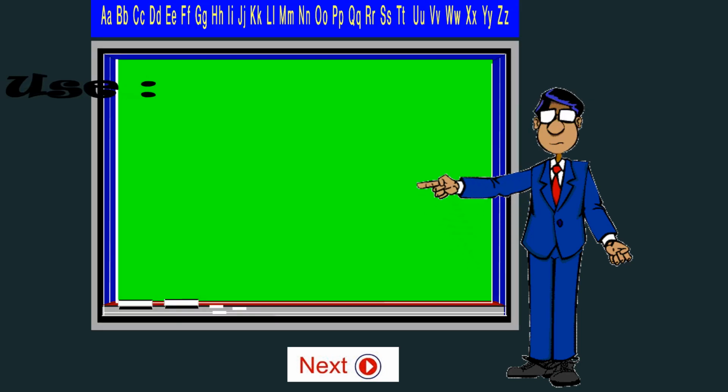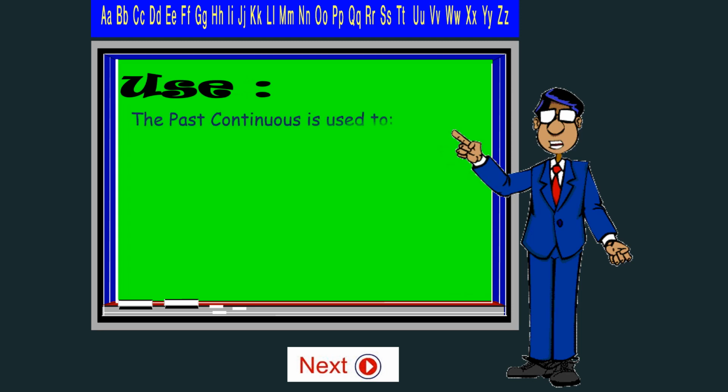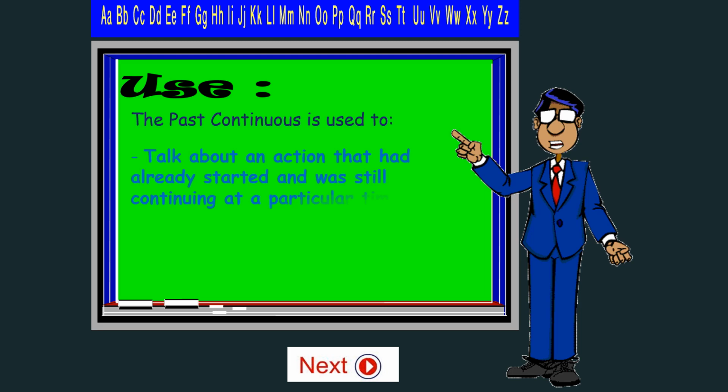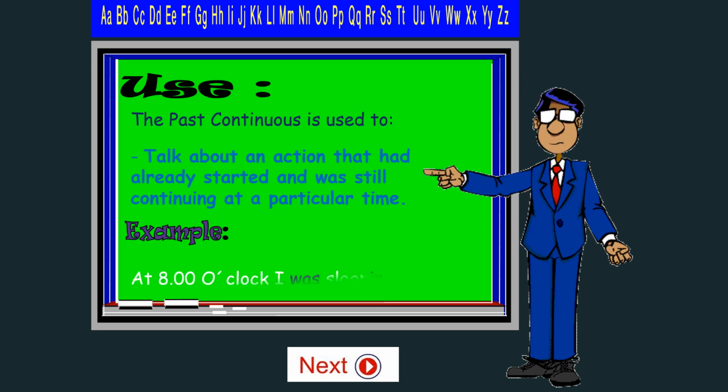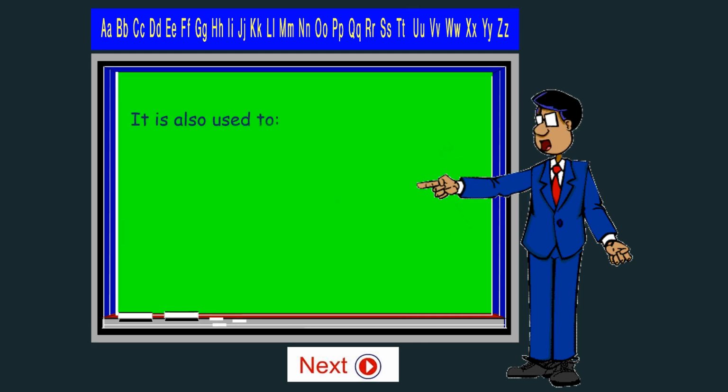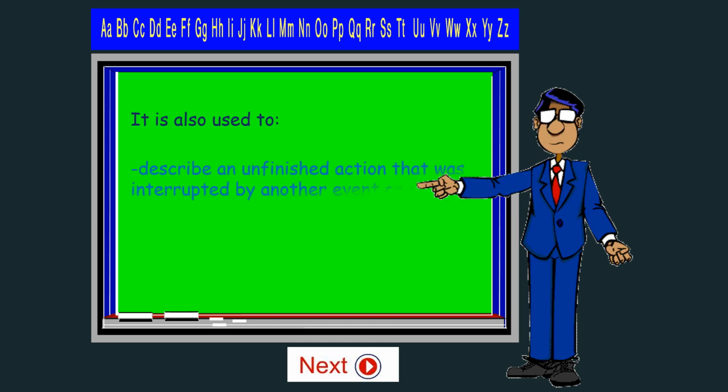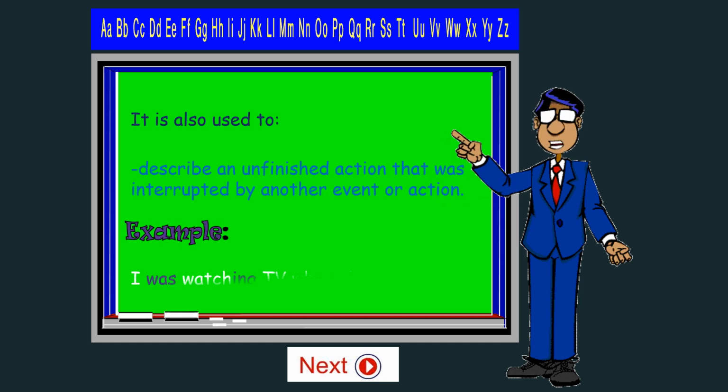Use. The past continuous is used to talk about an action that had already started and was still continuing at a particular time. Example: At 8 o'clock I was sleeping. It is also used to describe an unfinished action that was interrupted by another event or action. Example: I was watching TV when she phoned.